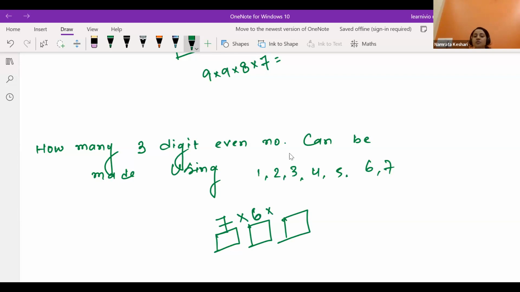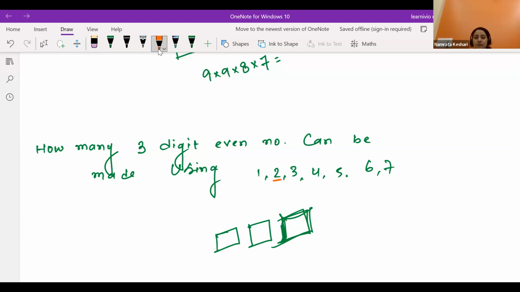Okay, so for the first one, 7 is there. We can put any number from here. Fine. Then 6 will be there. Fine. But here we cannot put any random number, right? Right, Alina? Yes, ma'am. Okay, so better, here we can think like this. That even number we want to create.